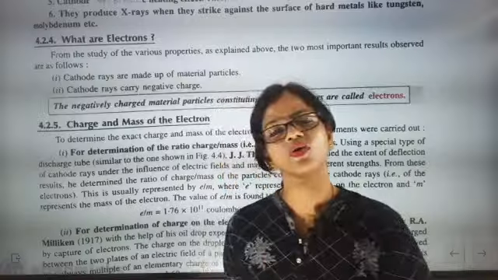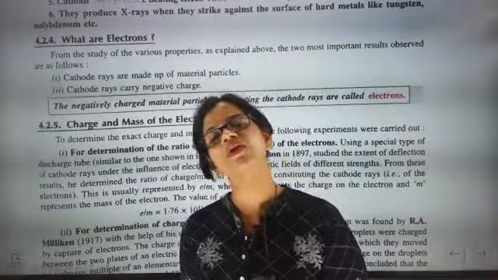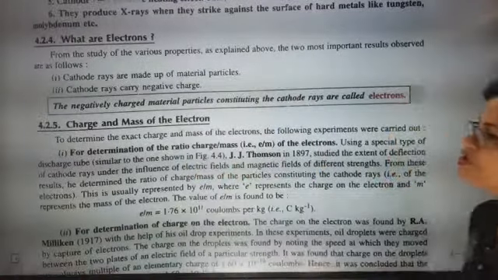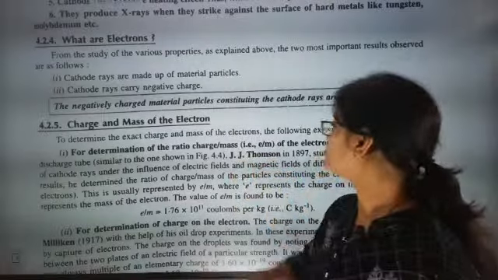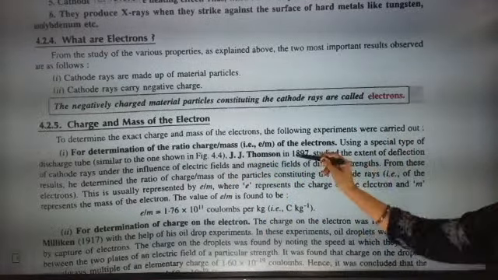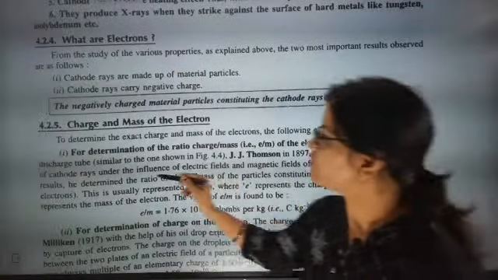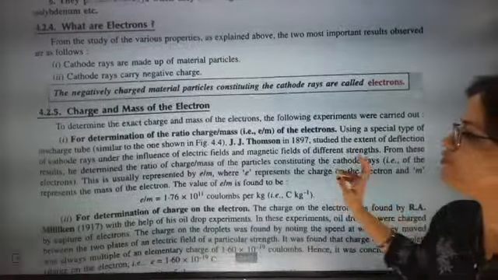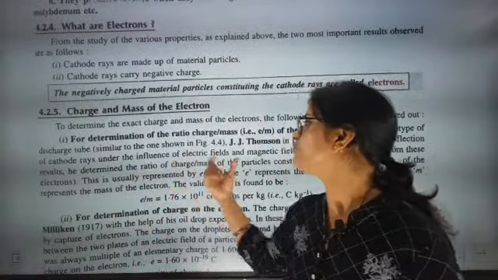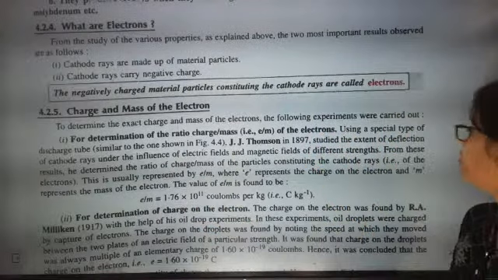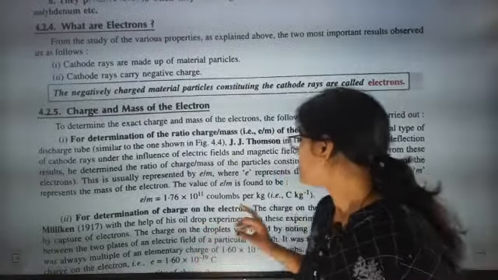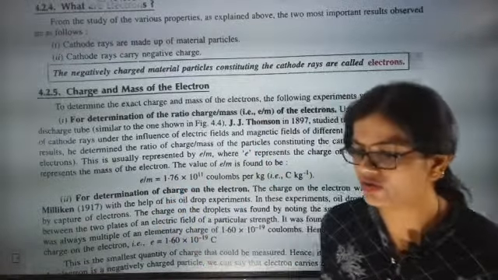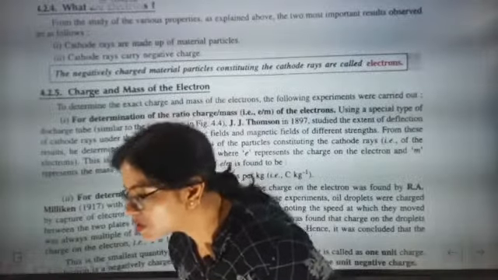Now we are going to do another work. We are going to find the charge and mass of it. The charge we already know. For determining the ratio charge by mass, e by m of electron, using a special type of discharge tube, J.J. Thomson in 1897 studied the extent of deflection of cathode rays under the influence of electric field and magnetic field. That is not important for you, but one thing is there. We came to know about the mass and charge of electron.